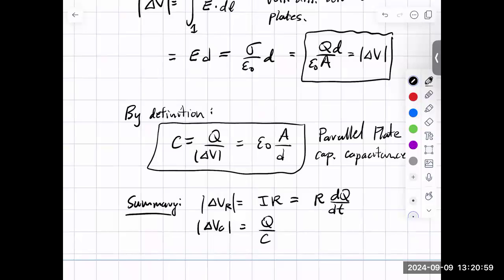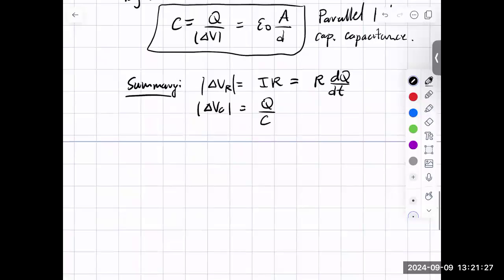All right. What we're going to do next is talk about the inductor. We have a voltage that's proportional to Q. We have a voltage difference that's proportional to the first derivative of Q. What might you guess we're going to find for the voltage difference across an inductor? Just looking at what we have so far.